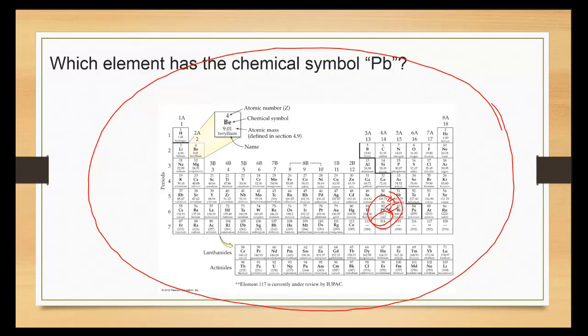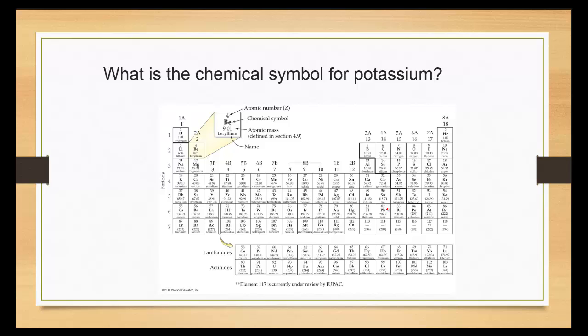Now remember, each periodic table tells you something a little bit different. It's not always exactly the same. I've seen several periodic tables that don't write out the name of the element for you, and you just have to know instinctively that Pb is lead just by the fact that you've seen it so many times. Alright, so what is the chemical symbol for potassium?